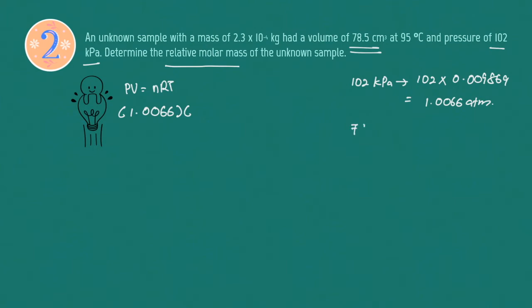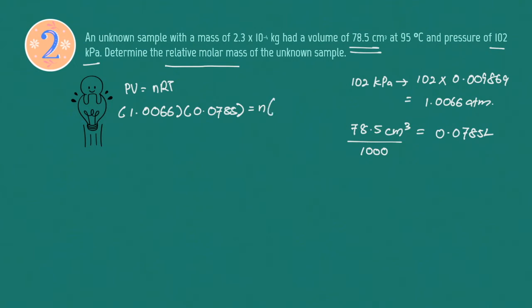The volume given to you is 78.5 centimeter cube. Centimeter cube is actually equivalent to milliliter, so you just have to divide this by 1000 to change it to liter. You should get 0.0785 liter. You can plug this in over here. It's equivalent to your n and your R.